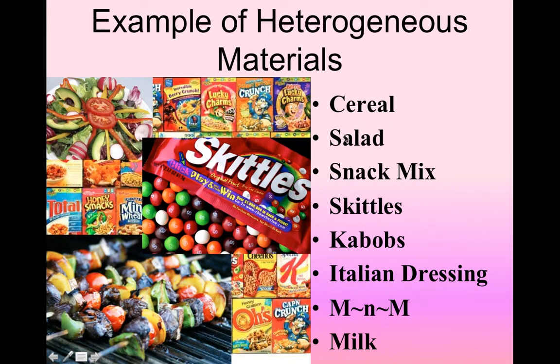Okay, examples of heterogeneous are cereal. Most of your cereals, such as Lucky Charms or Captain Crunch with other things in them, where you can actually divide it out. Look at the Skittles that we have right here, a tossed salad, snack mix, kebabs on the grill. You can see all the different things that make it up. Italian dressing, I have to shake it up, with all the different herbs and particles in there.